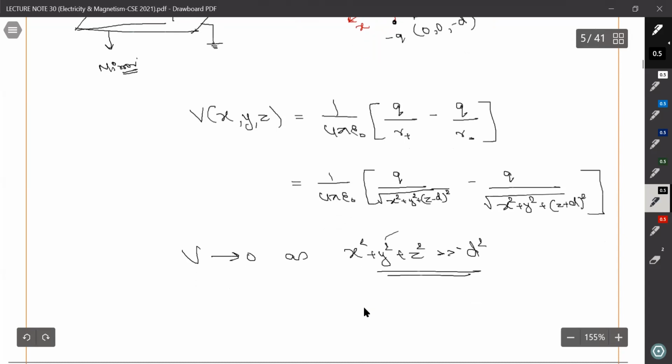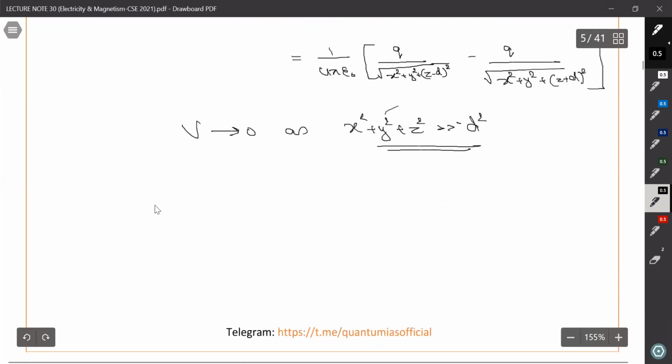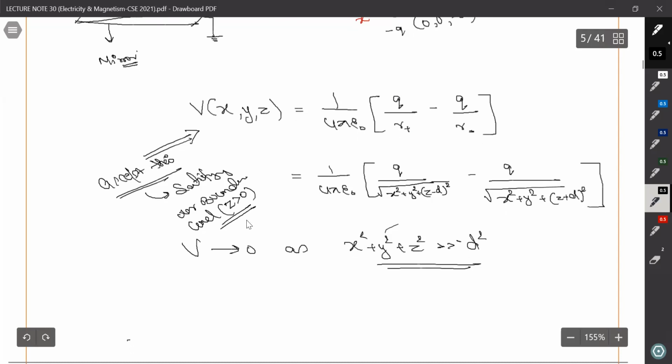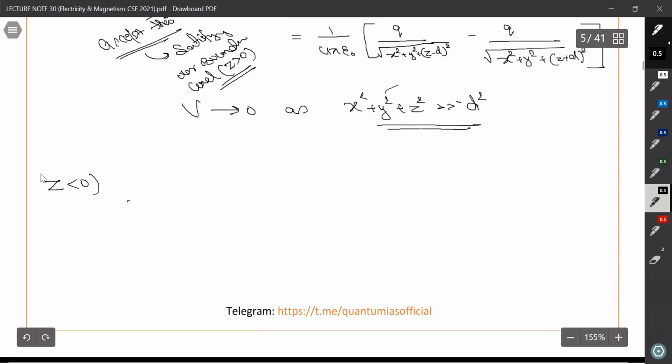So whatever the potential due to this charge, we will accept this. Why? Because it is satisfying our boundary condition for z greater than 0, right? If you talk about what happens for z less than 0, if z is negative, is it the same or not? It is not the same, right? But do we care about this? No. Why? We have defined this configuration for z greater than 0.